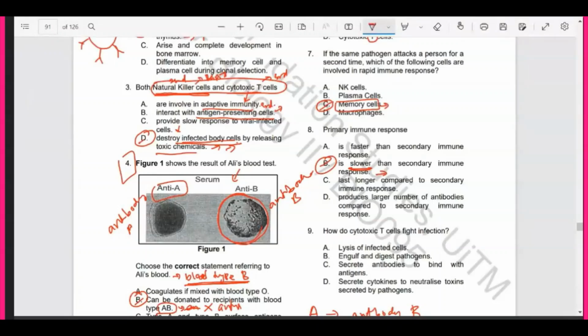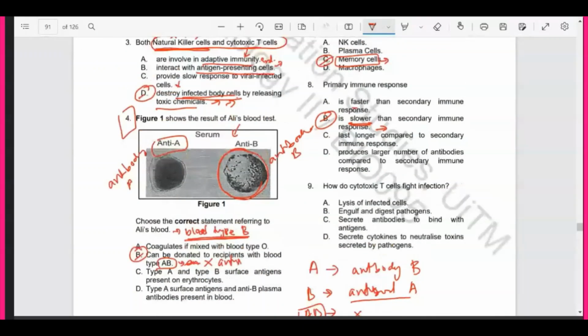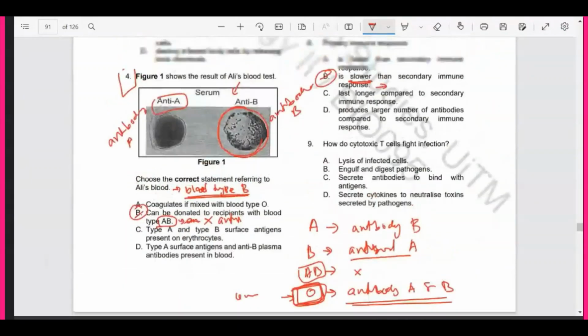So slower. For the primary immune response, the response is slower. When you are infected, you will get sick first, you will have a fever first, cough first, whatever, while your body develops immunity against that pathogen by producing antibody and also the memory cell. Faster is actually for the secondary immune response, which involves memory cells. Slower is the effector cell.